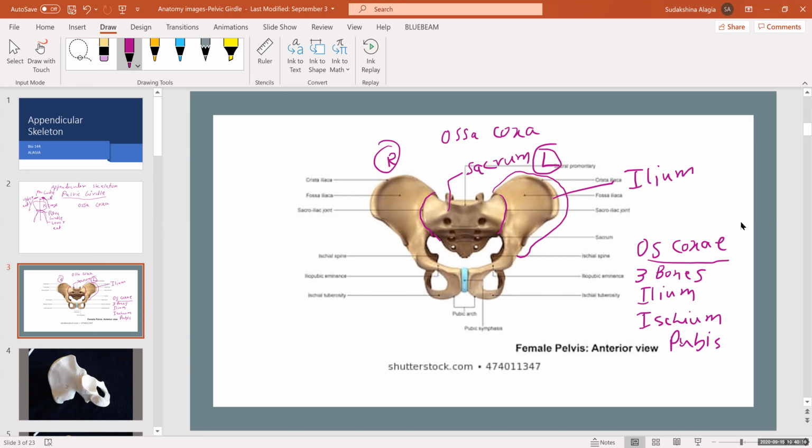Now the inferior portion here. Out of the inferior portion, you can think of it almost arbitrarily as half and half. Half of it is made by pubis, half of it is made by ischium. Okay. So ilium, ischium, pubis.